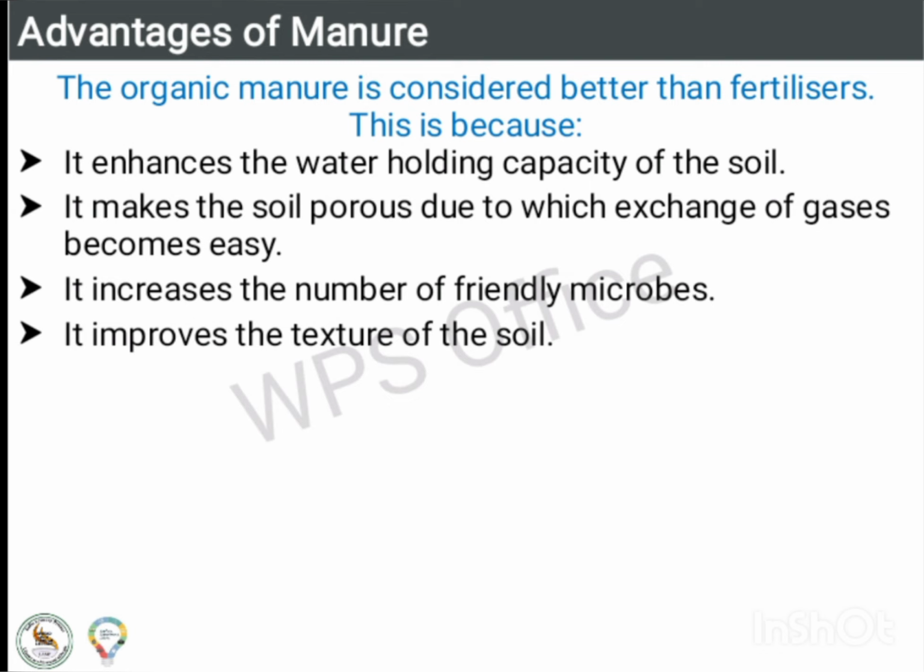Advantages of manure. The organic manure is considered better than fertilizers. This is because it enhances the water holding capacity of the soil. It makes the soil porous, due to which exchange of gases becomes easy. It increases the number of friendly microbes. It improves the texture of the soil.